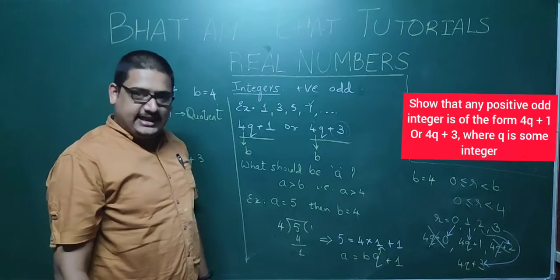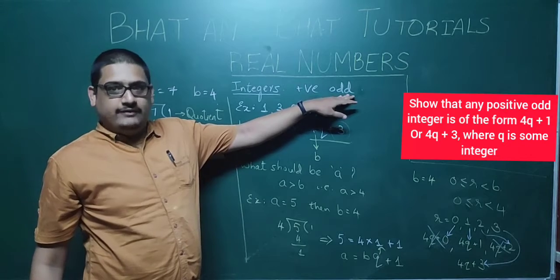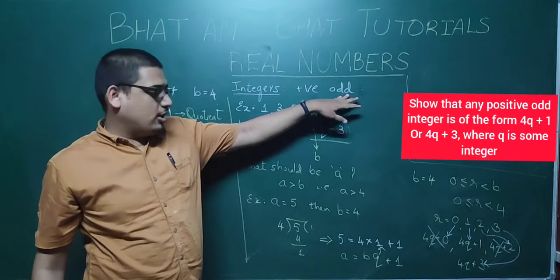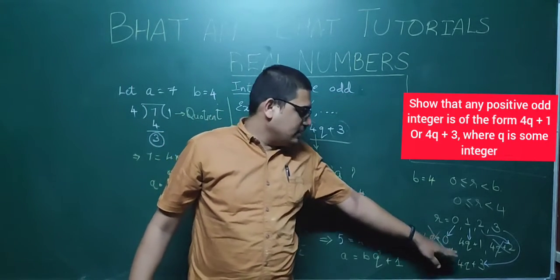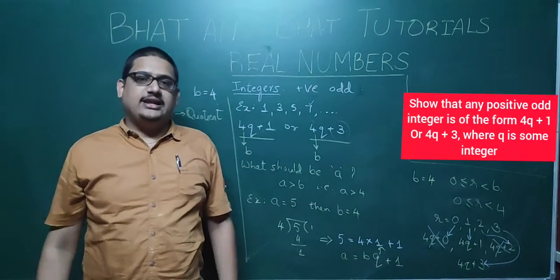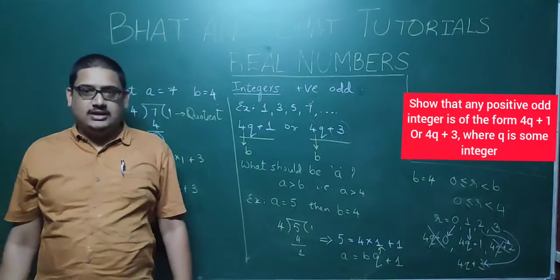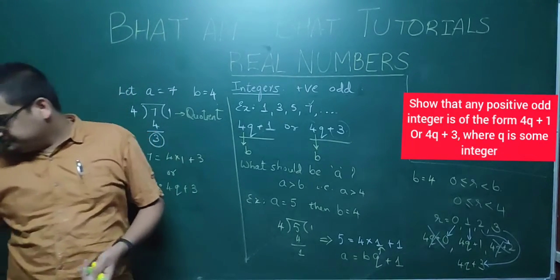So we can say that any positive odd integer will be represented in the form of 4q plus 1 or 4q plus 3, where q is another integer. Okay, I hope I am clear with this. Any doubts, you can ask me.